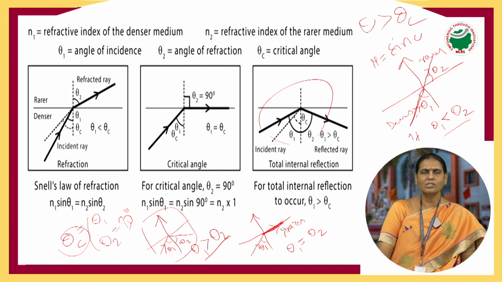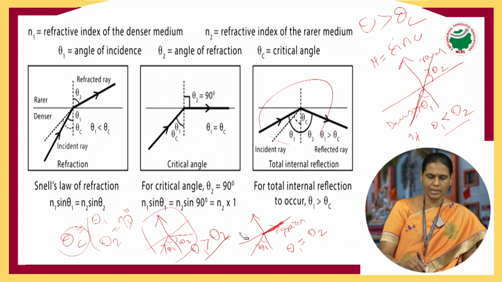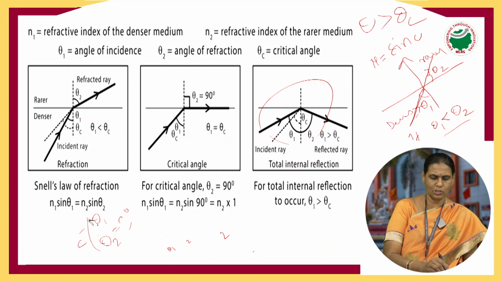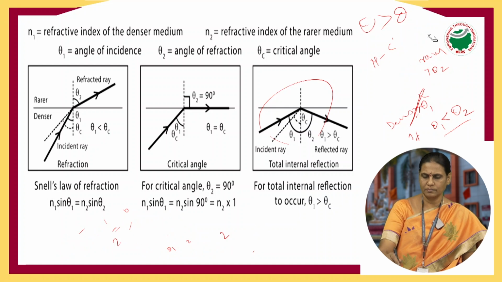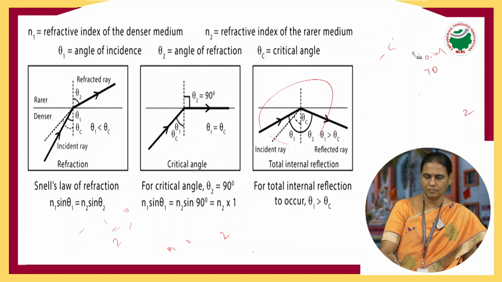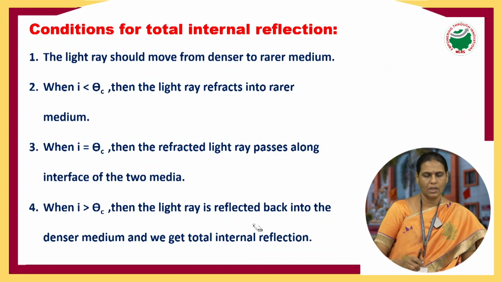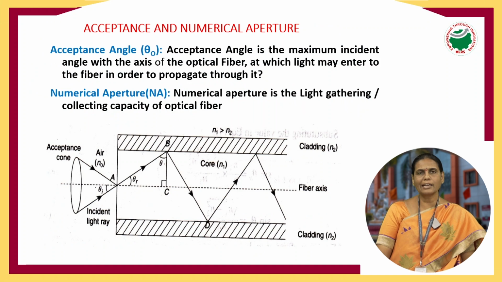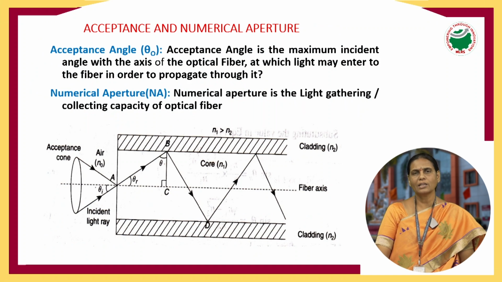So we have come across the construction of an optical fiber. Then what is the principle behind the functioning of an optical fiber? Next, let us go for what is meant by acceptance angle and numerical aperture. Now, conditions to get this we have come across. What is meant by acceptance angle and numerical aperture?